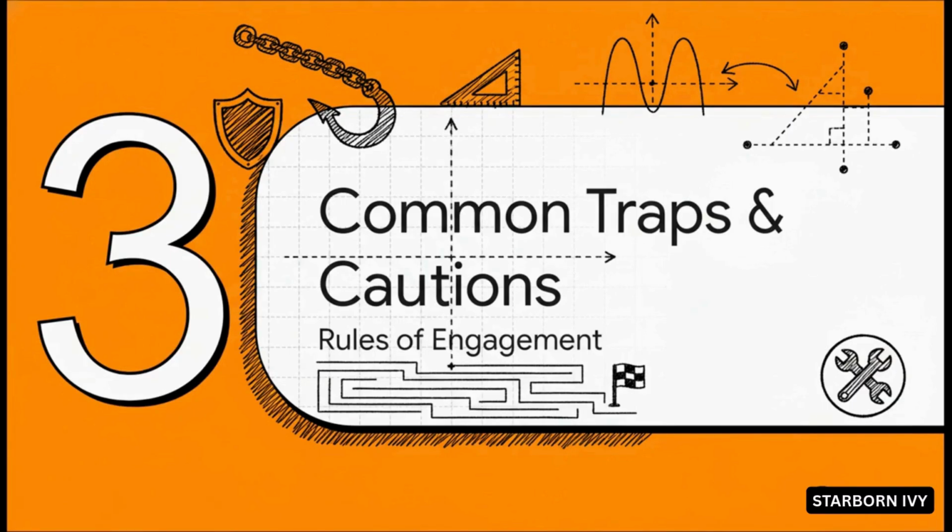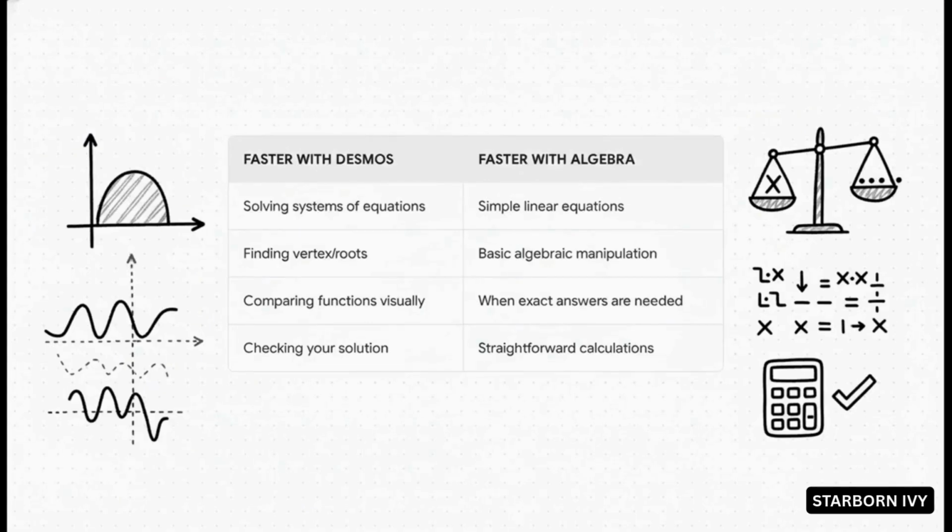So let's talk about the common traps people fall into and, more importantly, how you can avoid them. This really gets to the heart of this strategy. It's about making smart choices. Desmos is your absolute champion for complicated systems of equations, finding the vertex of some nasty quadratic, or comparing a bunch of functions at once. But hey, for something simple like 2x equals 10, good old-fashioned algebra is just faster. Knowing when to pull out which tool, well, that's the mark of a true pro.